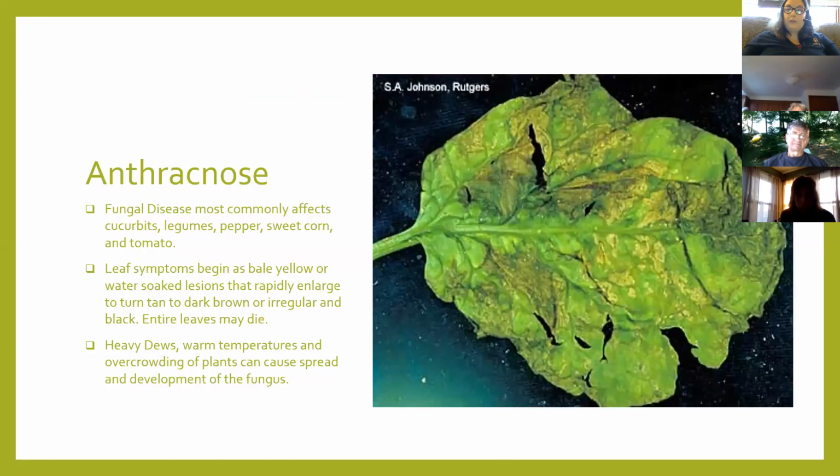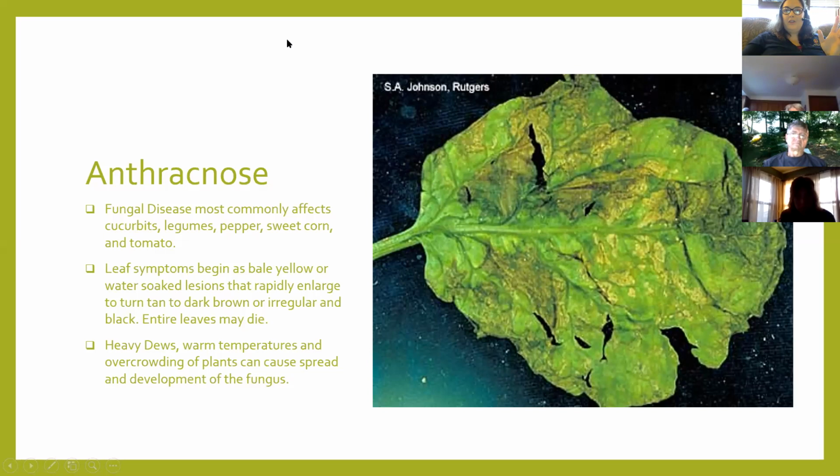Then you have anthracnose. This is a pretty common fungal disease. It affects cucurbits, legumes, pepper, sweet corn, and tomato. They begin as pale yellow or water-soaked lesions, and those lesions eventually enlarge. They can turn dark brown or black, and then eventually the entire leaf may die. So this is anthracnose on a spinach leaf that we're looking at right now.